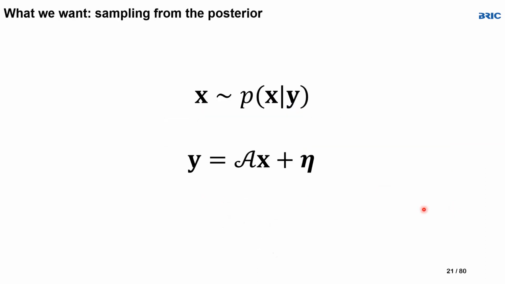Now let us come back to the problem formulation. In the Bayesian perspective, as I said earlier, there are so many feasible X's that could produce the same Y. Hence, it would only make sense to specify the distribution of good X's rather than a single point estimate. Here, what you want is to perform posterior sampling. You want to sample from the distribution P of X given Y, where Y is given from the equation Y equals AX plus eta.